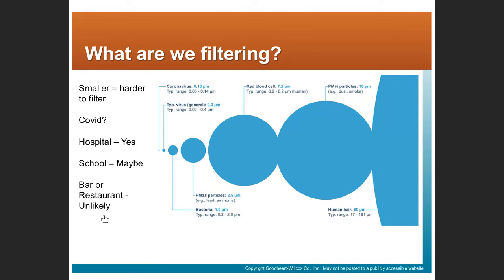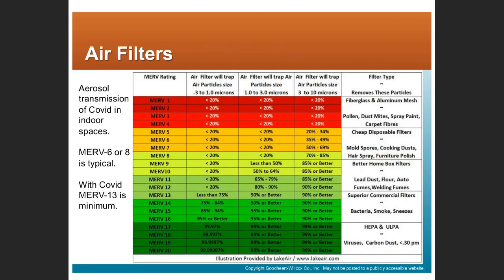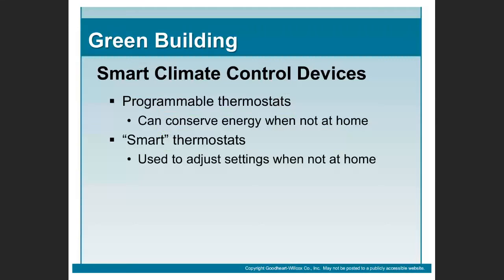If I'm going to a bar or restaurant, am I going to have MERV 13 filtration at a bar or restaurant? Probably not. So I'm still not going. I've been vaccinated, but I'm still not going out to a bar or restaurant because there's a lot of people crowded into small spaces, and there's lots of aerosol transmission of COVID, and the amount of air movement and the amount of filtration is not what it needs to be. Hopefully we'll be able to get past this stuff pretty soon, but we don't know.